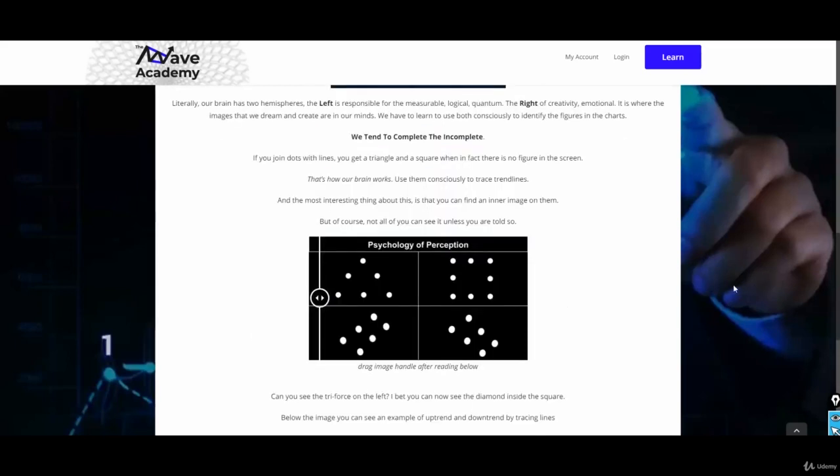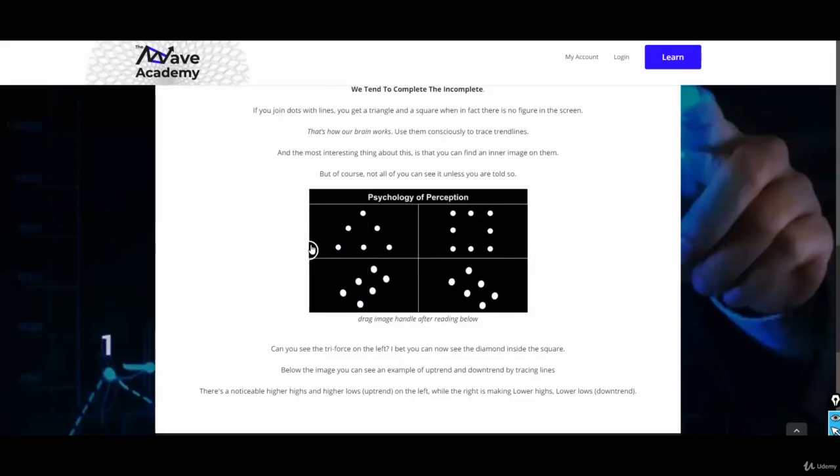We tend to complete the incomplete, joining dots with lines and a square when in fact there is no figure on the screen. That's how our brain works. Use it consciously as a trained lens. Interesting thing about them, but of course not all of you can see it unless you are told so. Can you see the Triforce on the left? I bet you can now see the diamond inside the square once I tell you so.